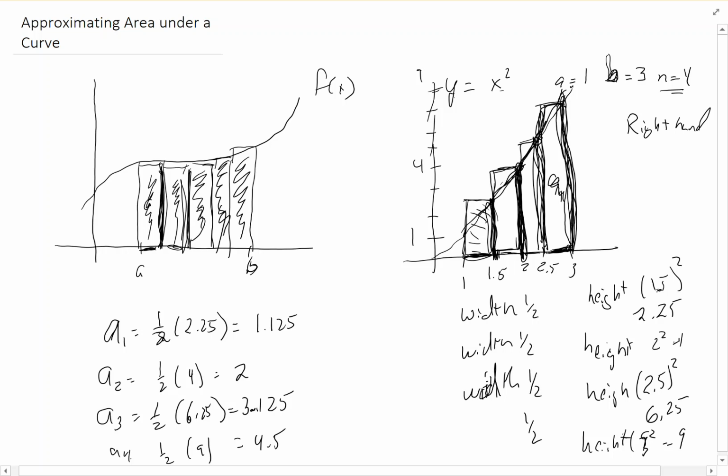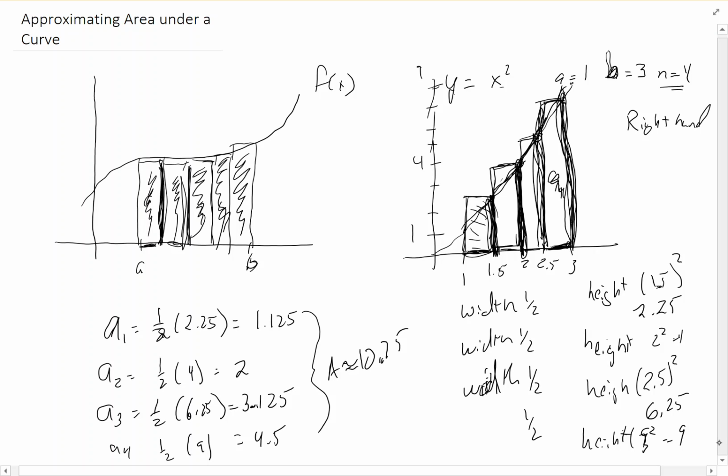And so our approximation of the area would be the sum of those. If you add them up, we're going to get 10, and that's another 0.25, 10.75, I think is what we get for the area, an approximation there of the area. Okay, and that's using the right-hand rule to find that area.